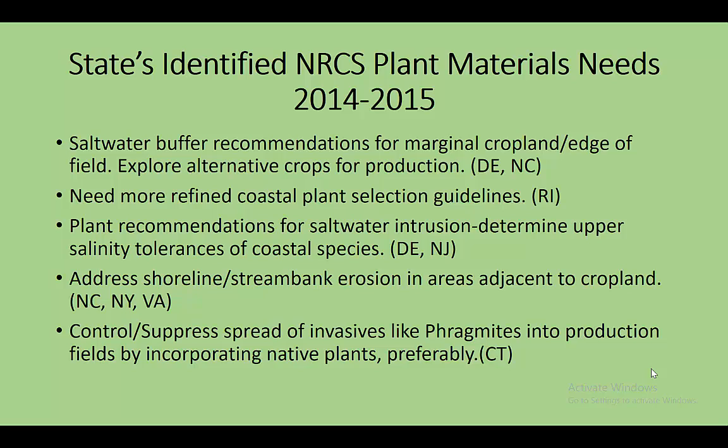Saltwater buffer recommendations for marginal cropland and edge of fields. That was Delaware and North Carolina actually came back with that recommendation. Refining coastal plant selection guidelines, Rhode Island. Plant recommendations for saltwater intrusion, Delaware and New Jersey. Addressing stream bank and shoreline erosion issues adjacent to cropland. You can see the 3 states that specified that.